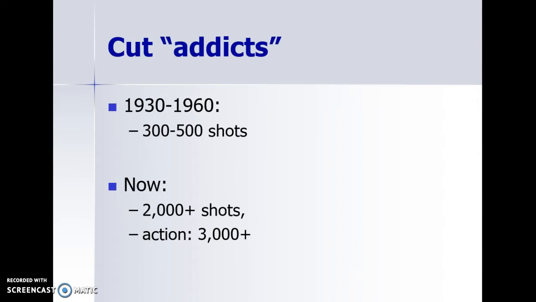So we are in this day and age cut addicts. Between 1930 and 1960, on average, a 90-minute to 2-hour film would have between 300 and 500 shots in it. So those individual pieces of uncut film that were joined together. So 300 to 500. Nowadays, we typically have more than 2,000 in a 90-minute to 2-hour film, and in action films, you will have more than 3,000.